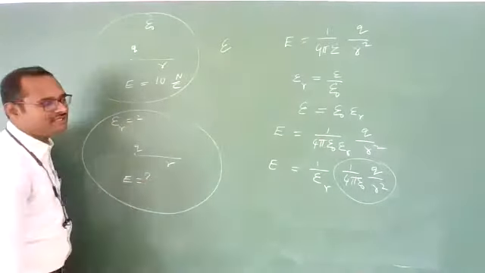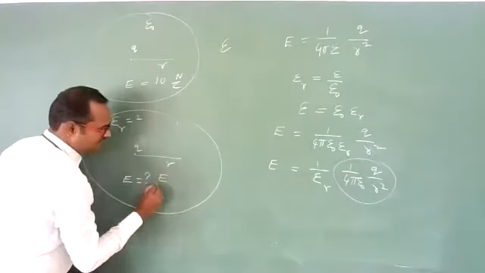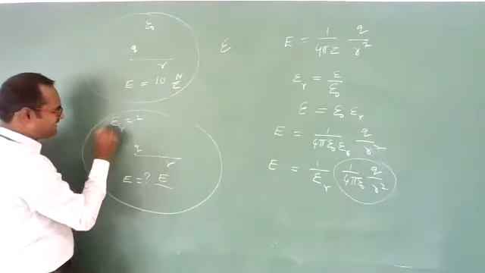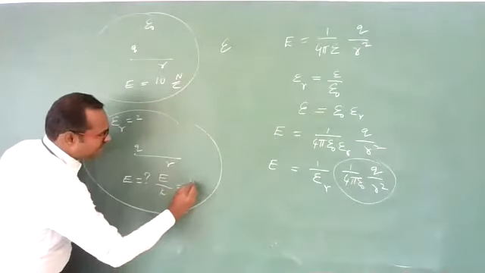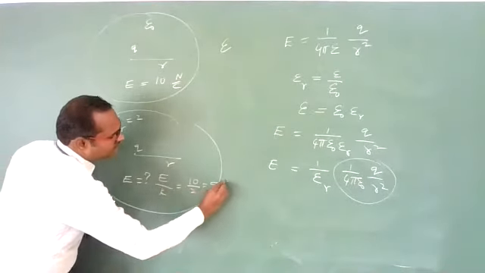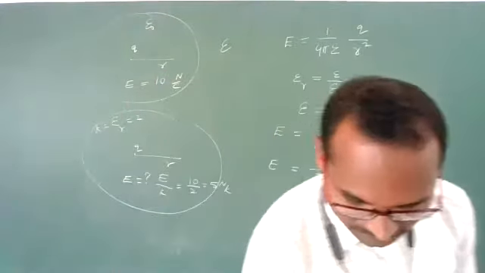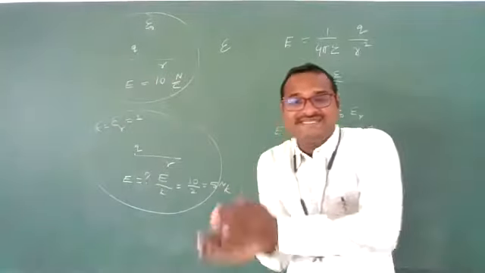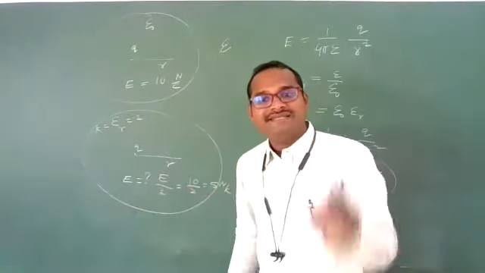Then what will be the electric field in this medium? Electric field in this medium is the electric field in vacuum divided by epsilon R. So E divided by this epsilon R, also called K, the dielectric constant. So E by K is nothing but 10 by 2, which is 5 Newton per Coulomb. Clear?